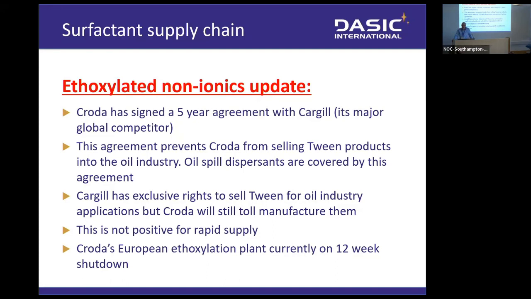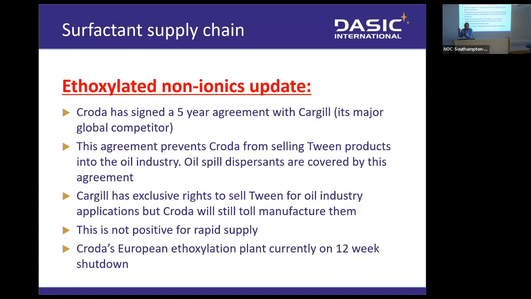Croda will be making less money because they're toll manufacturing for Cargill, who will be taking a chunk of the profit. So if they're forced to ramp up production on a toll manufacturing basis, they're much less likely to be keen to do it. So I can't see that 60 tonnes a week increasing dramatically, and this is not a positive move from our point of view.